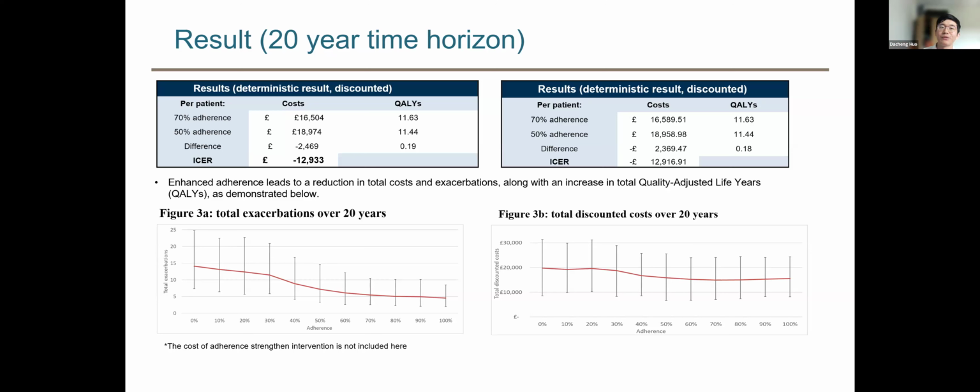Because we have this kind of relationship between the treatment effectiveness and adherence, we can build this relationship for all these adherence levels and all these health outcome levels. As in the figure below, we first show that for the total exacerbations over 20 years, when adherence improves, there are fewer total exacerbations. And on the right-hand side, for the cost, there is also less cost with improved adherence.